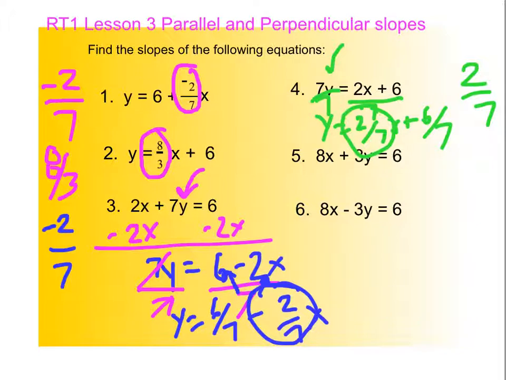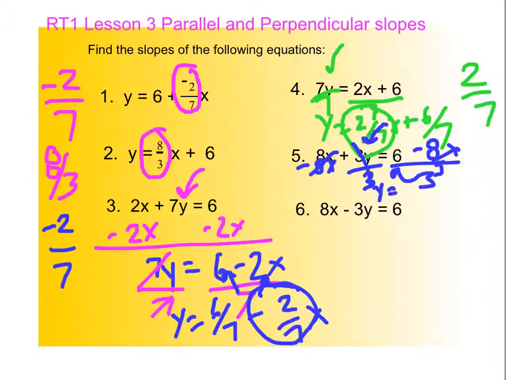Problem number 5, we have to get y alone. It's a little more work again. We have to subtract 8x from both sides. Then we will divide both sides by 3 to get rid of the coefficient of y. That would leave you, again, with that distributive property for division. You end up with y equals 2 minus 8/3 x. So the slope for problem 5 is negative 8/3.